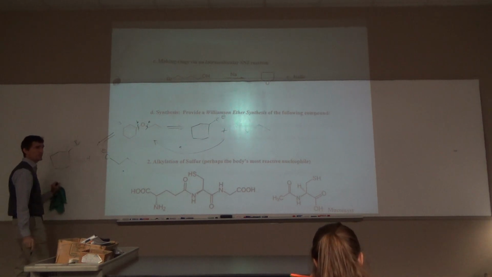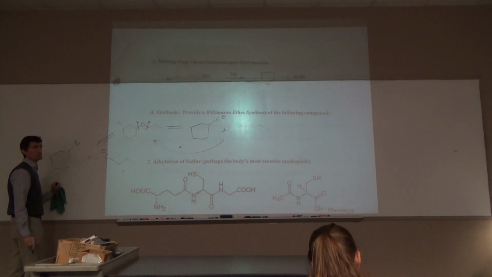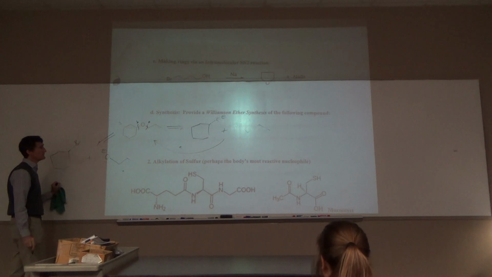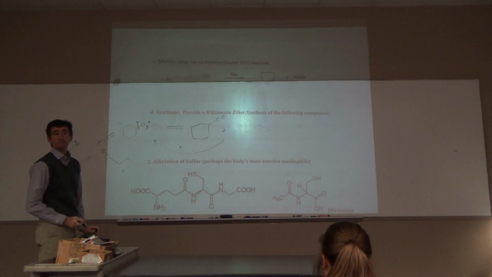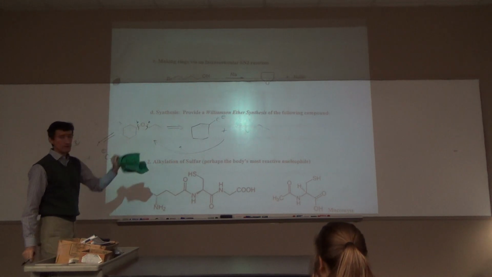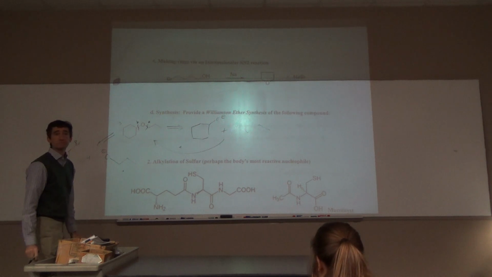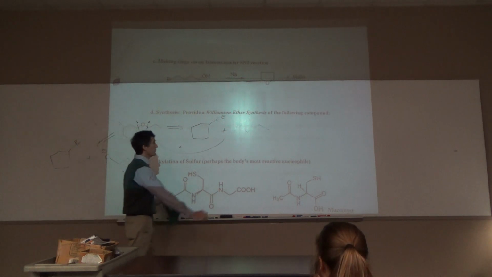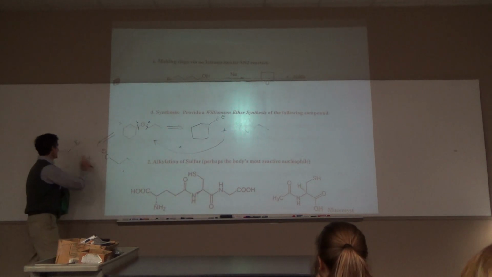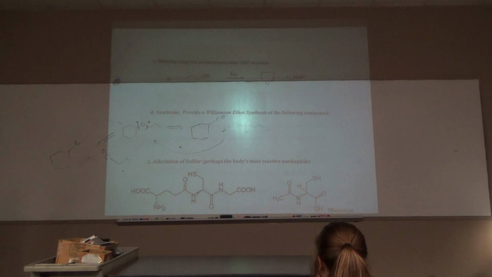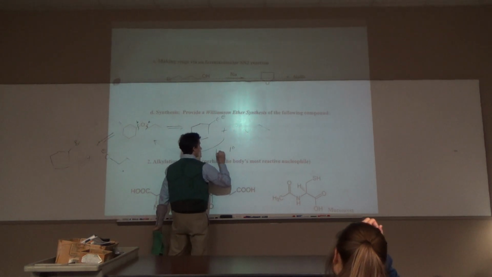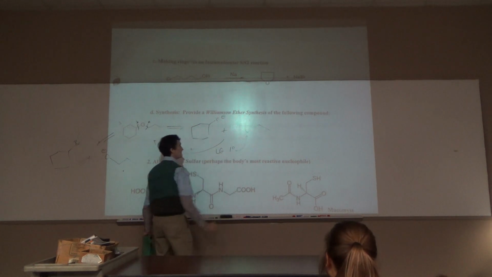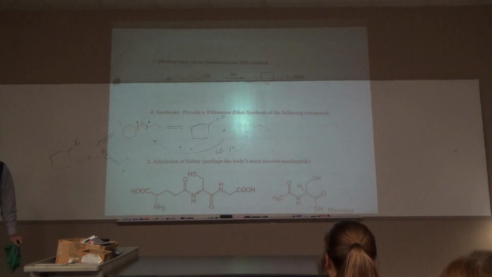Which one's best? Both of these would be SN2 reactions. Which one would be better? Two choices here. First one is better. Why is the first one better? Leaving group on a primary carbon. Here the leaving group is on a secondary carbon. Which is a better reaction for SN2? Primary. This would be your best reaction. Leaving group on primary would be the recommended reaction to give the highest yield.